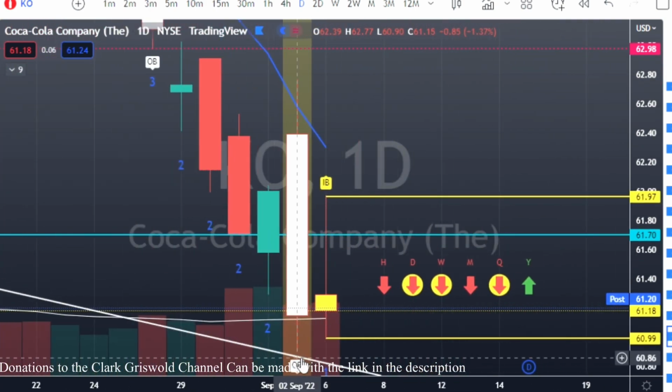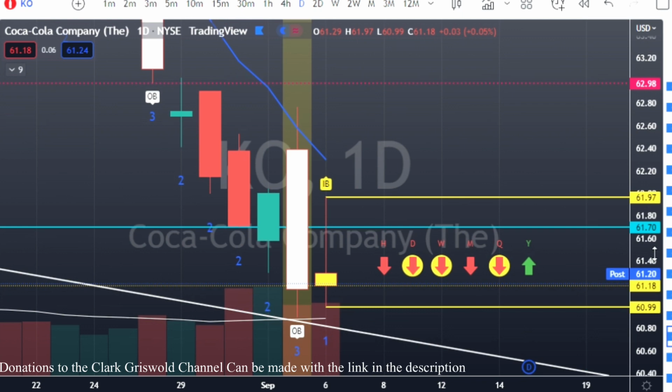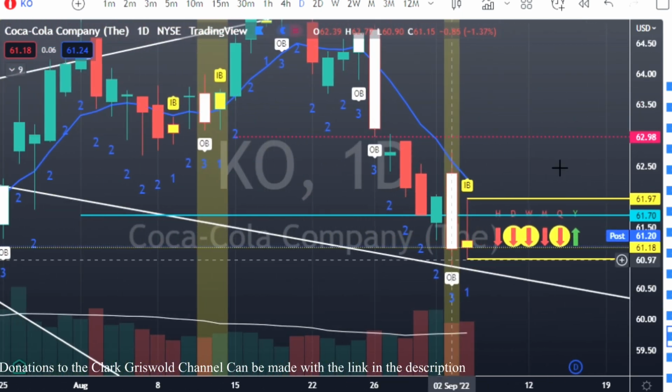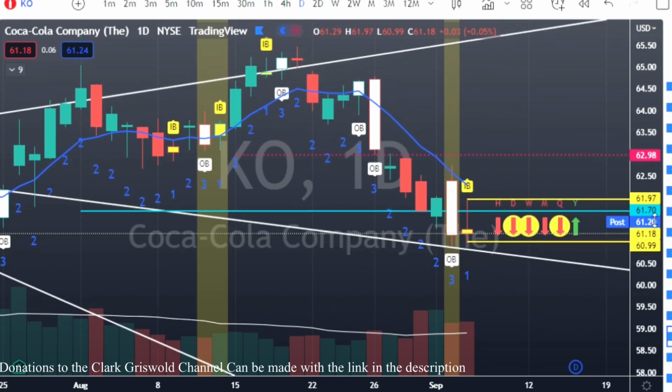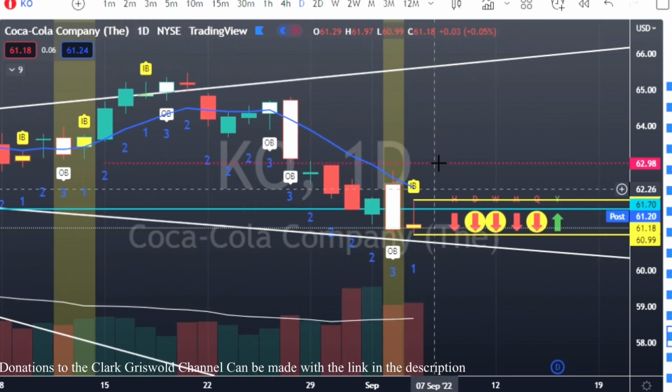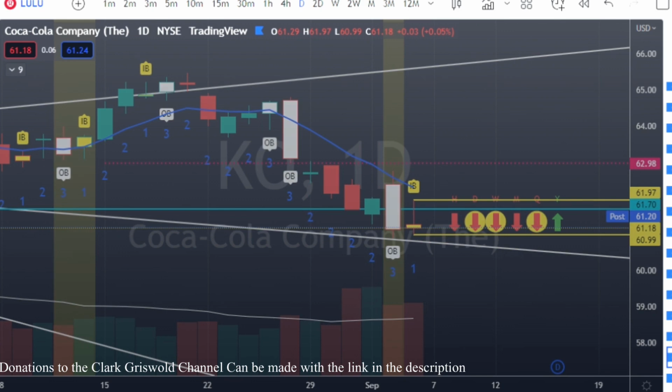So we're 60.87 versus 60.90. So three pennies away. We've got the 3-1 setup, bottom of a broadening formation. I'll be interested to see how Coke plays out. Are we going to take these puts at $60.99, or are we going to run up back to the top of the broadening formation with calls at $61.97?